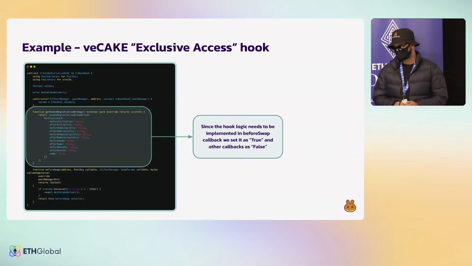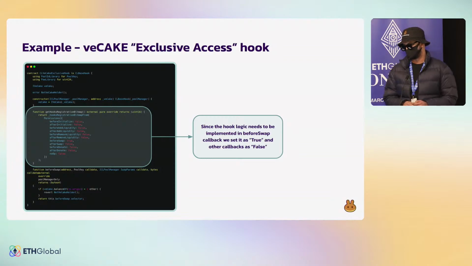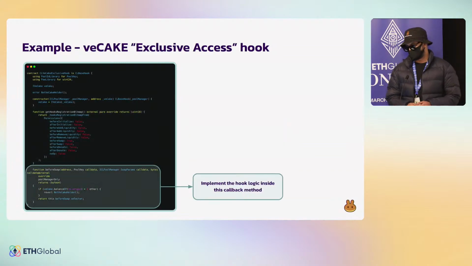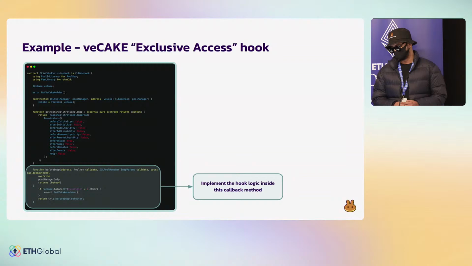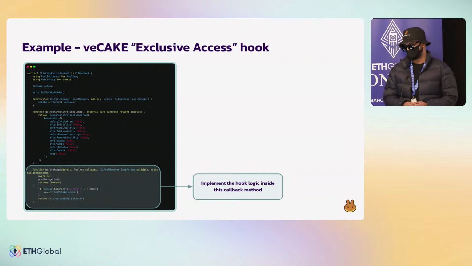Now here, like we discussed about implementing the flags for the callbacks, which is setting it to true or false. In this particular example, we'll only allow swaps for traders who are holding a VE cake balance. So we'll flag it as true and the rest of the other callbacks as false. Now for the before swap callback, we'll implement logic which checks if the user has any VE cake balance, and based upon that, it will let the user swap within the liquidity pool or not.